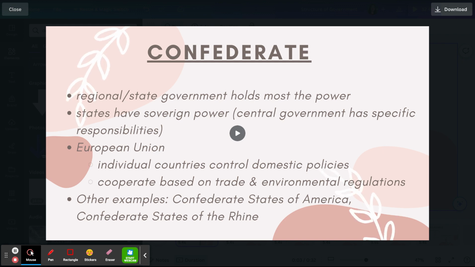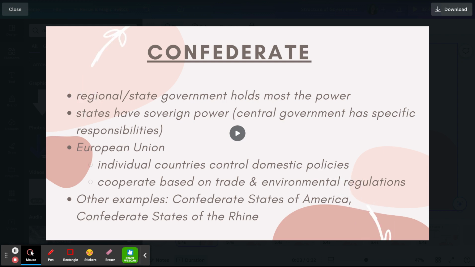In a confederal system of government, the states have the sovereign power, which means that they have a majority of the power instead of the central government. Instead, the central government has very specific responsibilities, which are typically responsibilities that the state allows them to have and not necessarily something that they claim the power to do themselves.